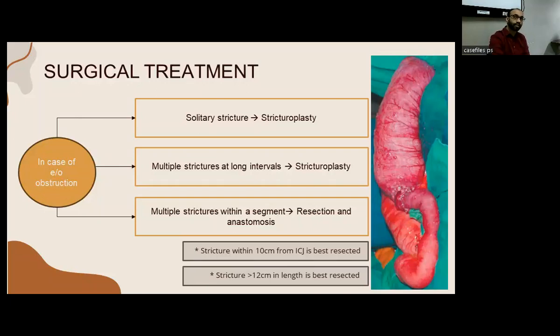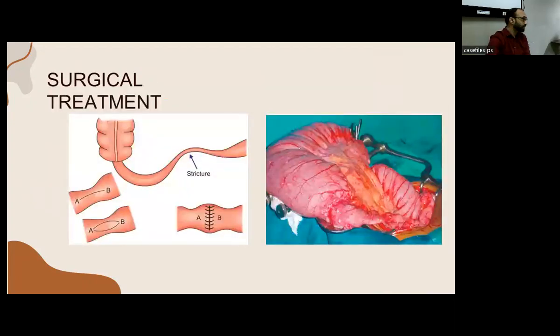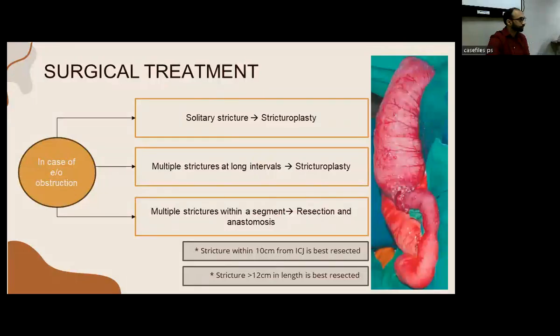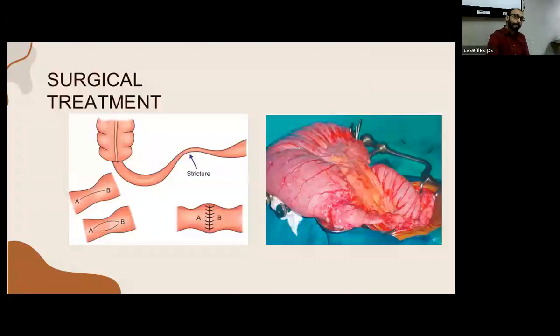It is important to remember that a stricture within 10 centimeters of the ICJ is best treated by resection and not stricturoplasty. A stricture which is more than 12 centimeters is also best resected. A single stricture within 10 centimeters of the ICJ is resected, and if it is more than 12 centimeters in length, it is resected. Stricturoplasty is performed by a longitudinal incision over the stricture and suturing it in a transverse fashion. This is by the Heineke-Mikulicz principle.